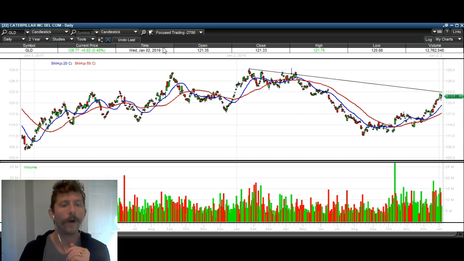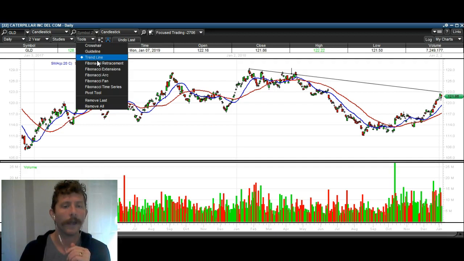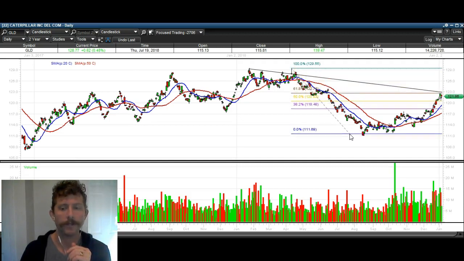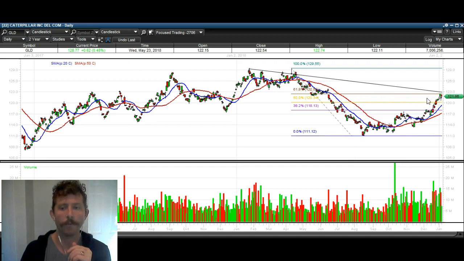We also have a Fibonacci retracement level, if you draw it from this major high here to this major low right there. Look at that, the 61.8 Fibonacci retracement level is right here, right where we're at. So we've got that lining up with the trend line. We've got the trend line acting as resistance, and we've got the Fibonacci retracement level of 61.8 acting as resistance as well.